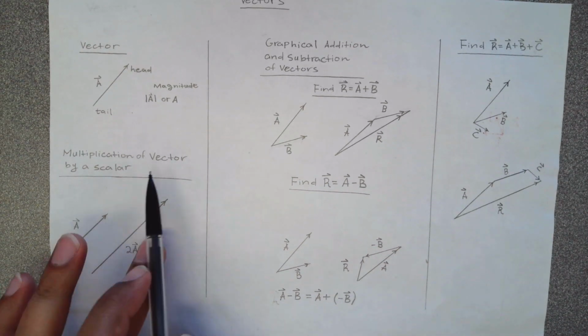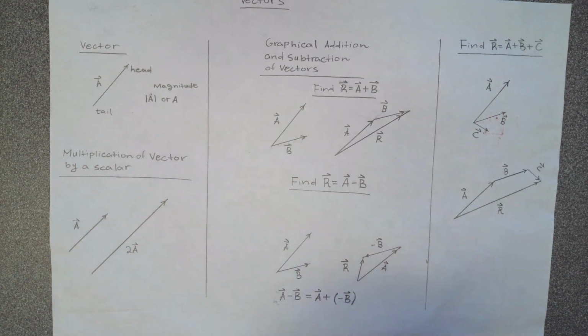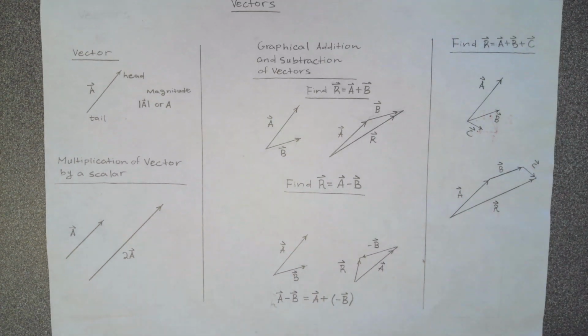Now what happens if you take a vector and you multiply it by a scalar? Scalar meaning just a number. If you take this vector A, which has some length, and multiply it by 2, that's just going to increase the length of this vector by 2. So this vector 2A is now going to be twice this length. If you had 3A, it will be 3 times the length of this vector, and so on. So when you multiply a vector by a scalar, it will just increase the length of the vector.